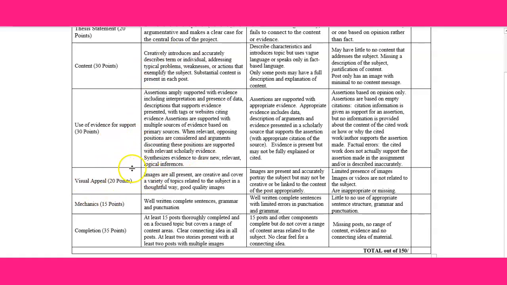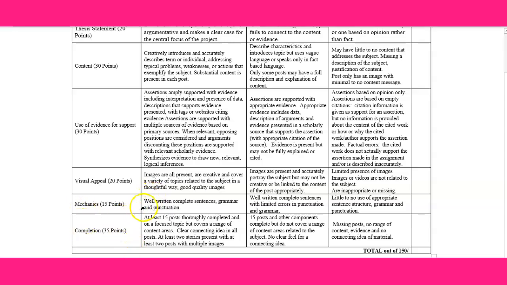So visual appeal. All your images are present, they're creative, they cover a variety of topics related to the subject in a thoughtful way, and you have very good quality images, all right? No grainy, no pixelations, no sketchy, just like, you know, money with a $20 bill on it with Andrew Jackson. No, this is unacceptable, my friends. Make sure that they relate to the topic, make sure that they're appropriate in the time period. And I'd like to see primary sources as a couple of your images if at all possible.